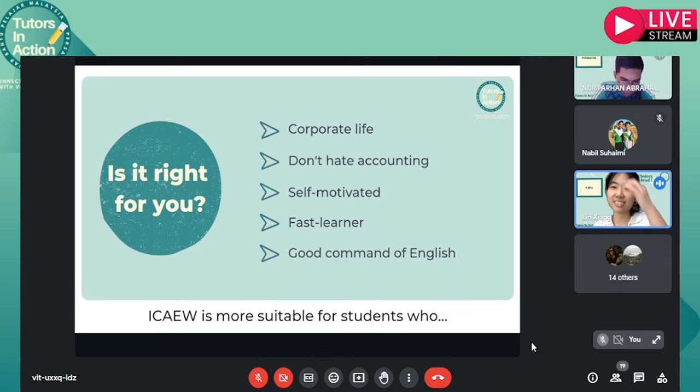As the name suggests, the course is from UK. And sometimes the English that they use is quite fancy English, and it might confuse you a bit if you're not that good at English. But it's not necessary for you to have all these criteria to be able to join ICAEW.